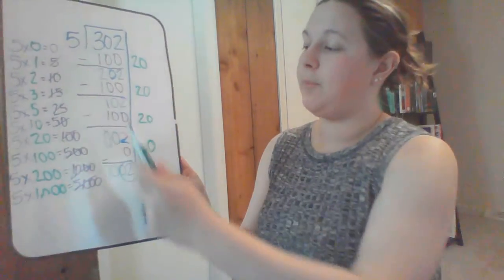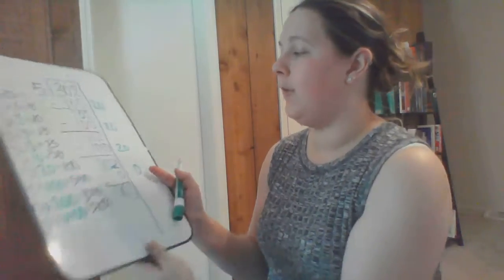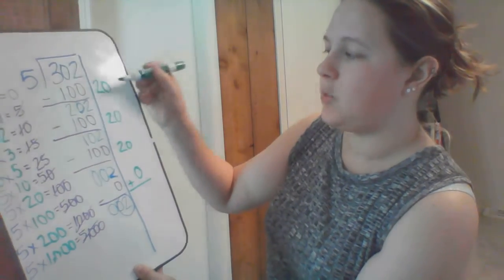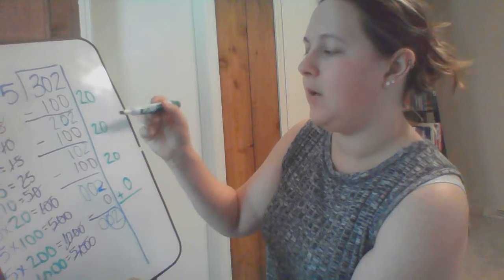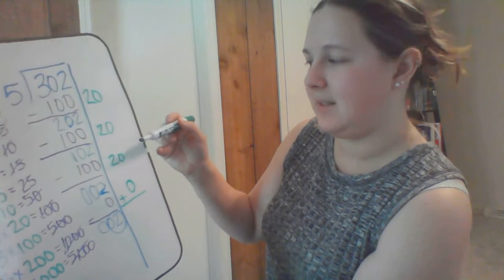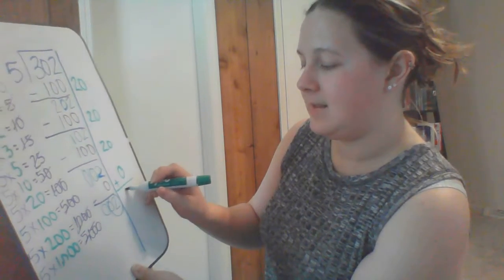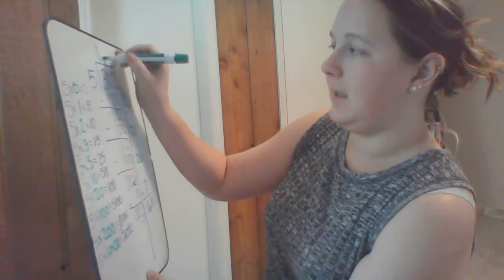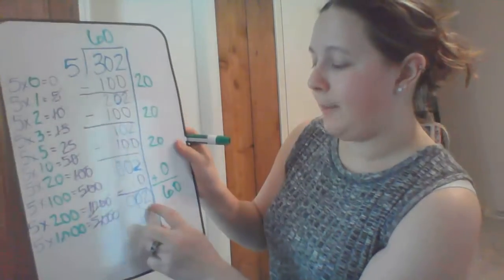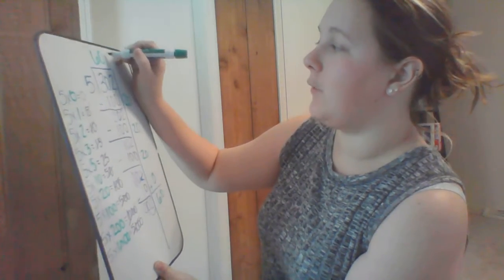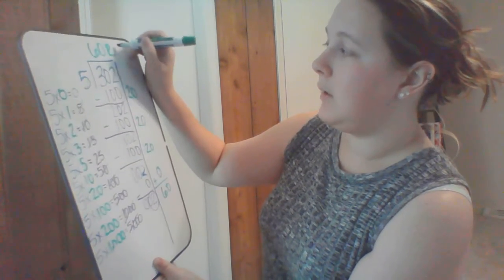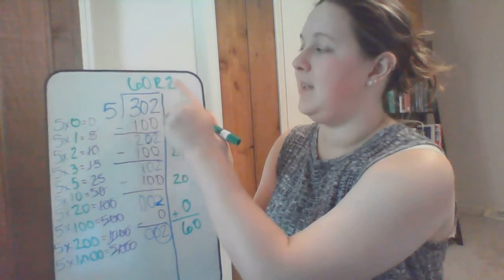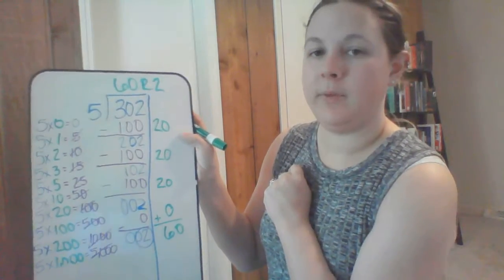So now that we've done all the subtracting part, we want to add all of our little pieces together. So we're going to add this side. That's 20 plus 20 is 40. 40 plus 20 is 60. 60 plus 0 is 60. So our answer would be 60. And then remember that 2? We're going to do an R for remainder and a 2 at the end. So our answer would be 60 remainder 2.